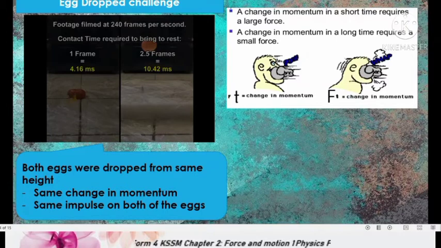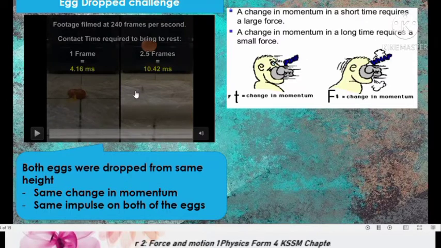We look at this situation. A change in momentum in a short time requires a large force. A change in momentum in a long time requires a small force. As we mentioned here, the impulse on both of the eggs is the same because they are released from the same height.